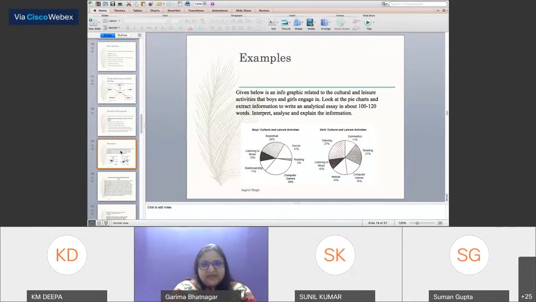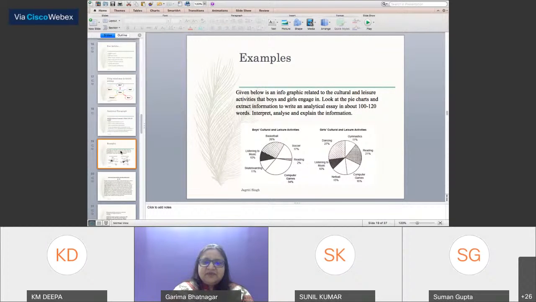Now, this is an example. There is a graphical representation of cultural and leisure activities. So there is this visual input as well as the textual input. Given below is an infographic related to cultural and leisure activities that boys and girls engage in. Look at the pie charts and extract information to write an analytical essay in about 100 to 120 words. Interpret, analyze, and explain the information.